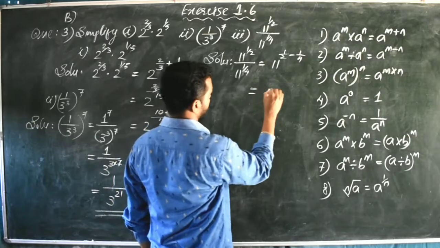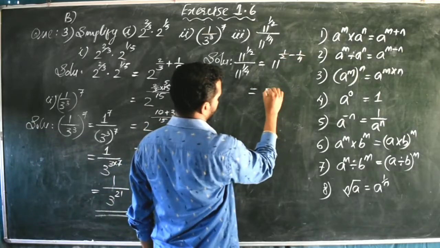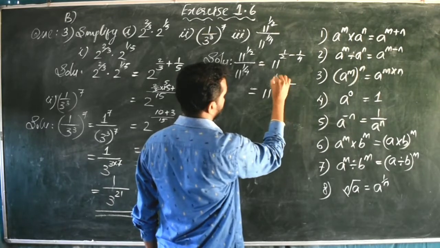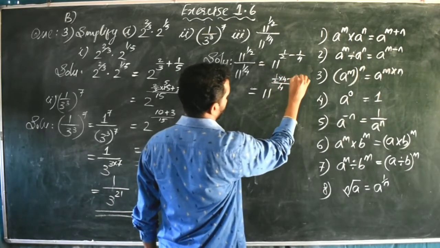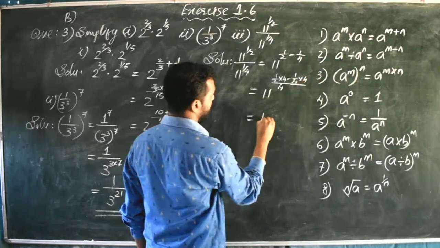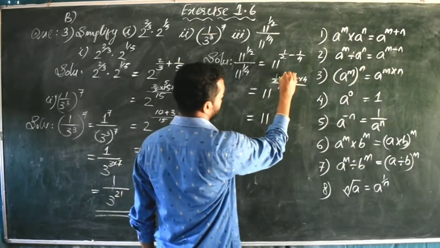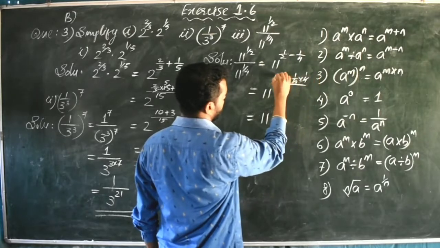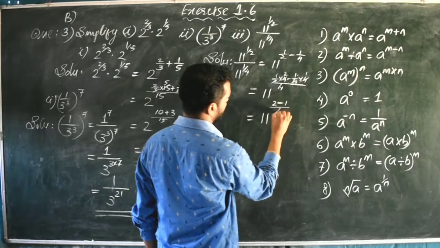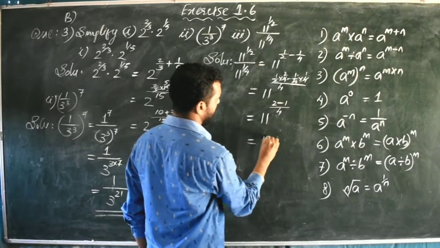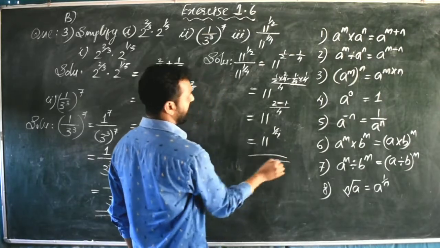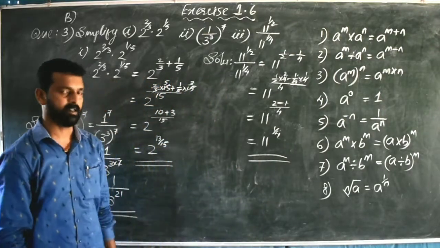Now subtract those 2 rational numbers, 1 by 2 minus 1 by 4. 11 raised to, denominators 2 and 4, the LCM will come 4. Numerator: 1 by 2 into 4 minus 1 by 4 into 4. That is equal to 11 raised to 4 by 2, 2, 4 by 4, 1. 2 ones are 2 minus 1 ones are 1, divided by 4. That is equal to 11 raised to 2 minus 1, that is 1 divided by 4. 11 raised to 1 by 4, that is the answer.